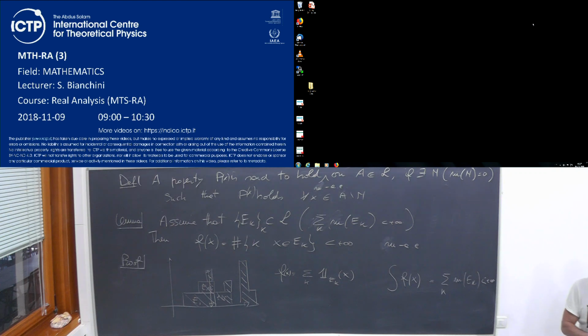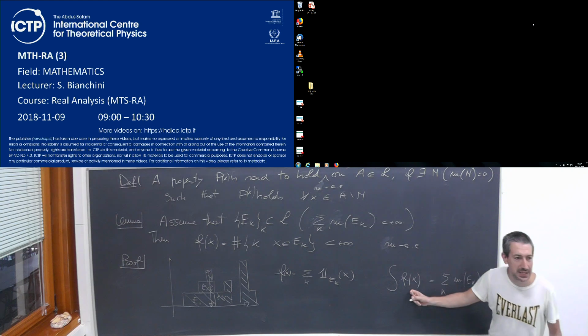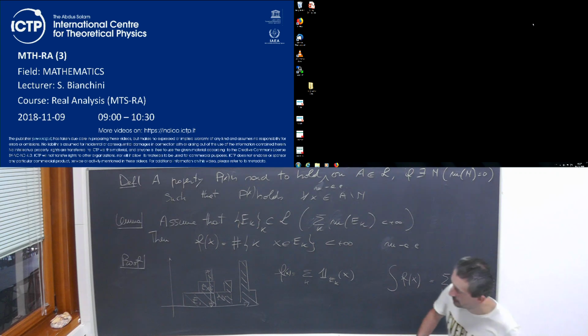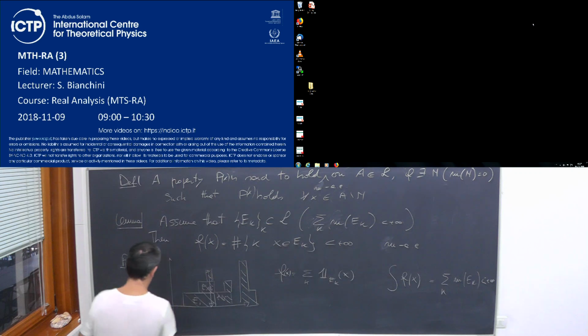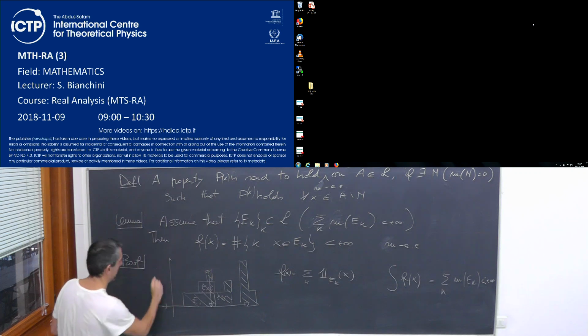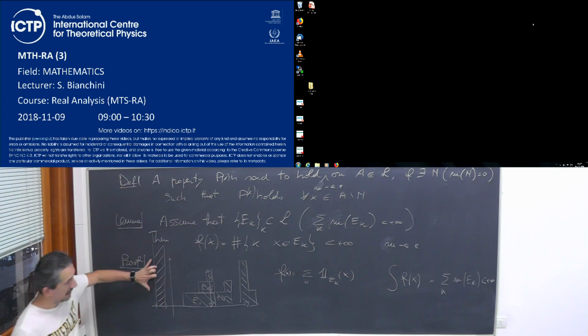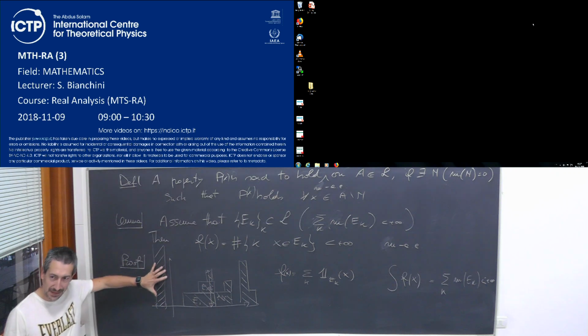Less than plus infinity. And now, if f of x is plus infinity on a set of positive measure, then this is plus infinity. Because if I have, for example, on this interval, let's say, f equal to plus infinity, clearly the integral of f is this area, and then I get plus infinity.